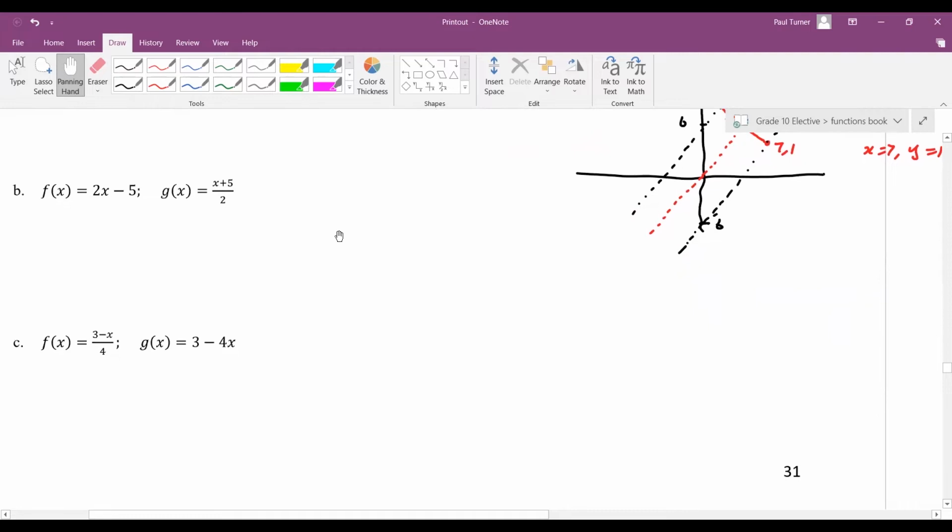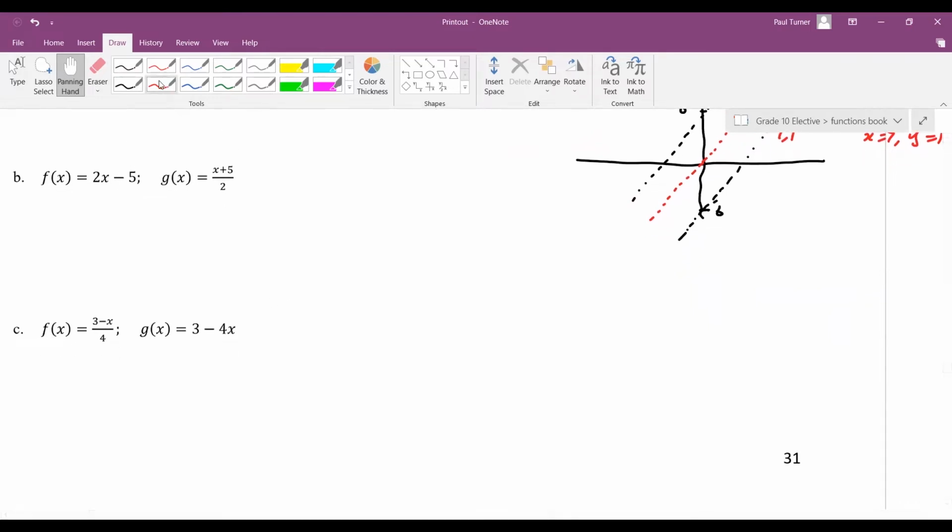So let's look at this one. I might let you do C by yourself. So let's try this one. So we need to check that f(g(x)) is the same as g(f(x)), which should equal x. So that's the important thing. Both of these composites should equal x.